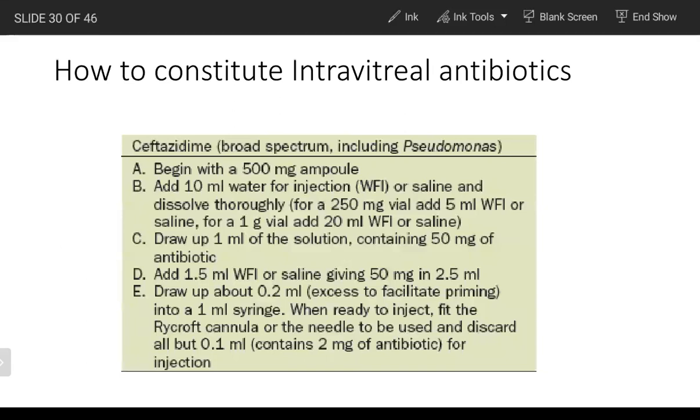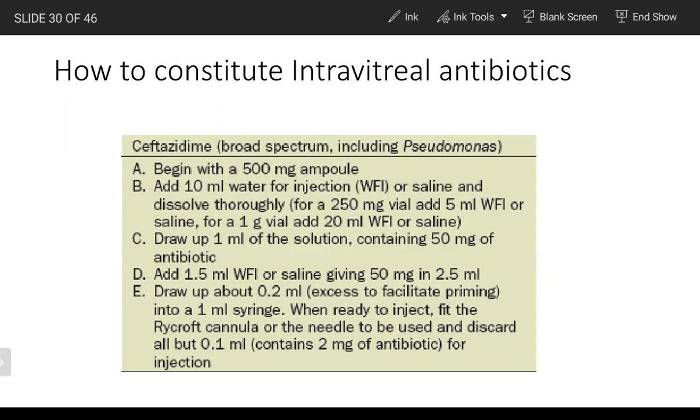But these antibiotics usually come in vials, in powdered form, and they need to be constituted. So for ceftazidime, how to constitute it: it comes in a 250 milligram vial, 500 or 1000 milligram vial, but preferably the 500 milligram ampoule should be used. So when you get your 500 milligram ampoule of ceftazidime, you use water for injection or normal saline to dilute it. For the 500 milligram, you add 10 mils of water for injection, and then you make sure it's well dissolved in it.